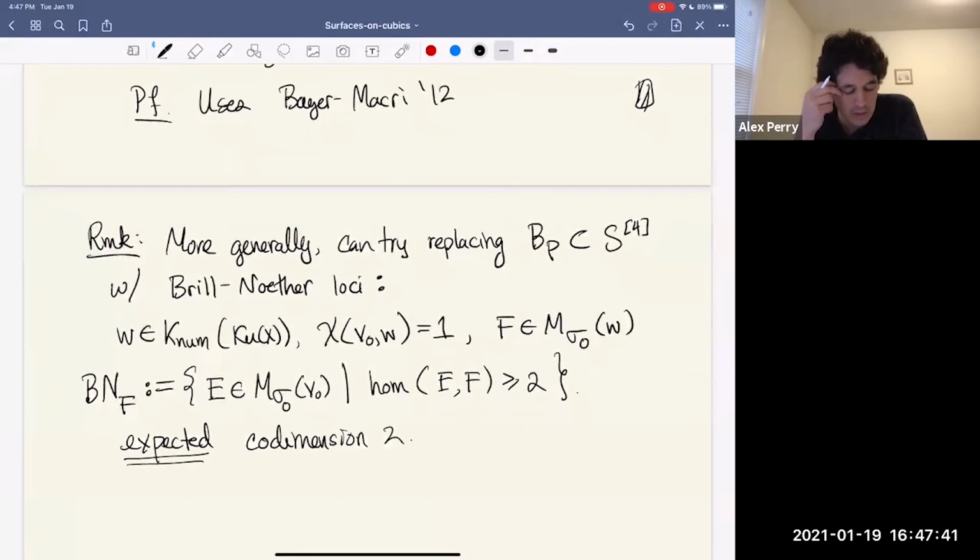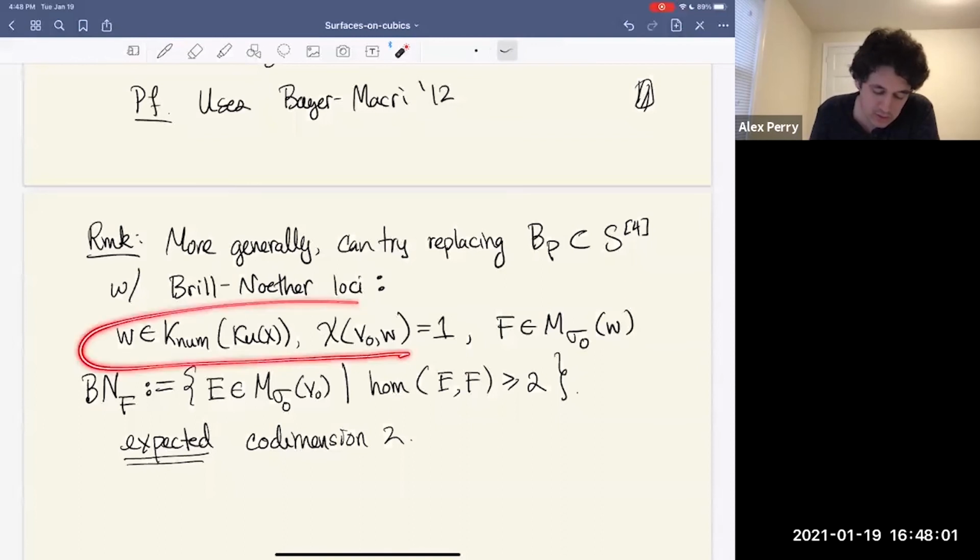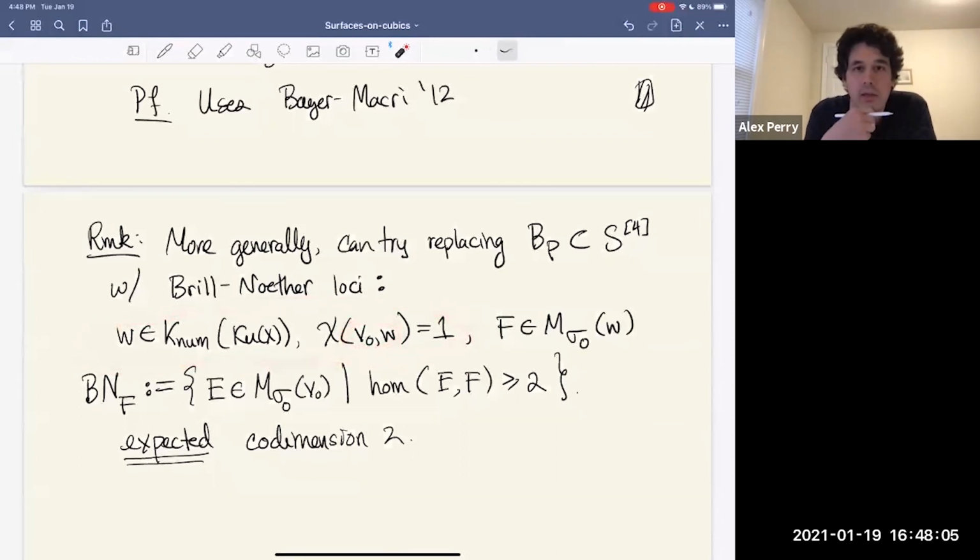So the one thing I should emphasize, that's just the expected codimension. And if you could prove that it had expected codimension 2, then you should be able to do exactly what we did above. You just intersect it with the cubic. But currently, we don't have a general proof that this has the correct codimension. And maybe I can just say, this would indeed cover many more D. I think this condition here, the existence of a W that pairs to 1 with V naught, is equivalent to D congruent to 2 mod 6. So it would cover like half of the discriminants.